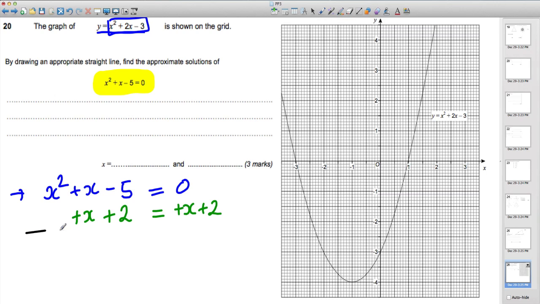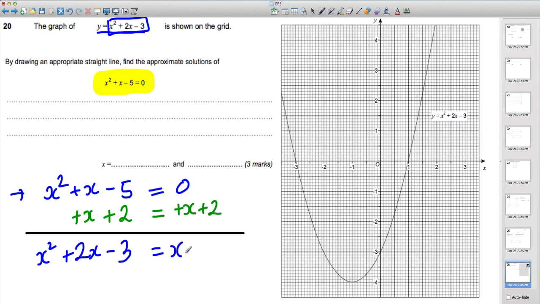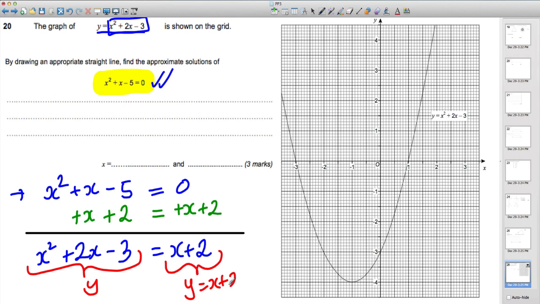Just imagine I did that. Would you agree then, I would still have 1x squared, but this time plus 2x, and this time negative 3 plus 2, so negative 5 plus 2 is negative 3. And that would equal x plus 2. Okay, so I've done something to this equation I'm trying to solve. I've added x plus 2 to both sides, and now on the left hand side I have the graph that I have here, which is great. On this side I have the graph y is x plus 2.